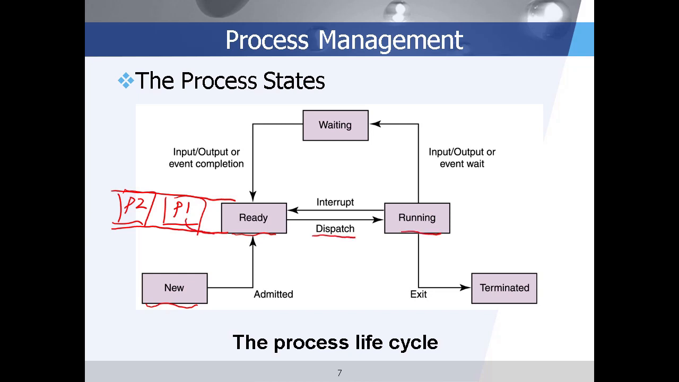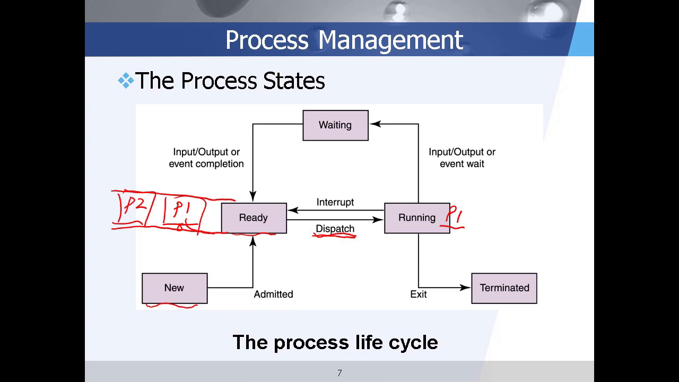The software module in the operating system that is responsible for this dispatching is called a dispatcher or CPU scheduler. The algorithm to choose which process will be the next one to be executed is called the CPU scheduling algorithm. When P1 finishes its time slice, it will go back to the ready queue again, waiting in the queue for the next round of scheduling.